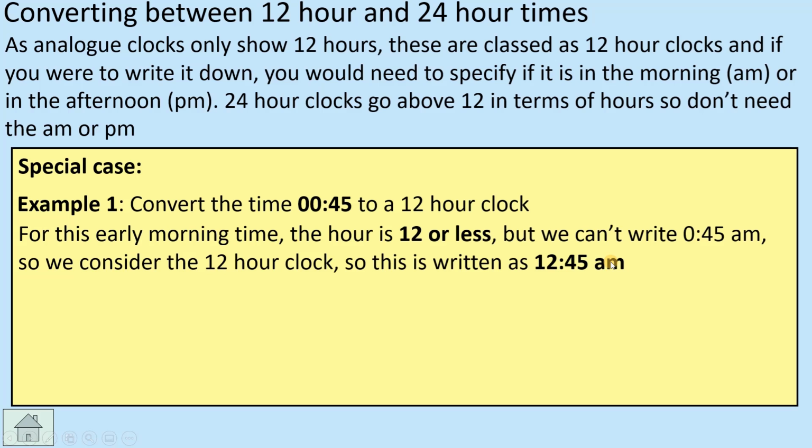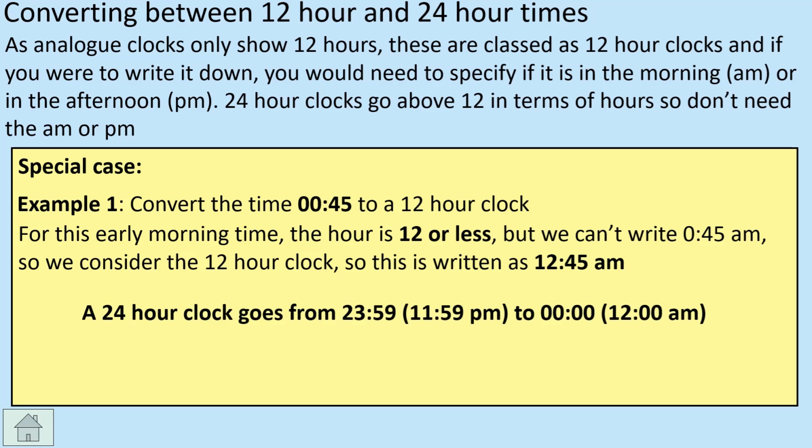All right, so I had to mention it, really worth mentioning, because it's often the one that people trip on. So the 24-hour clock goes from 23:59, which is 11:59 p.m., and then the next minute it's 0000, it resets to 0 because we've got to 24 hours, and that's classed as 12 a.m. All right, so that is something to take note of.